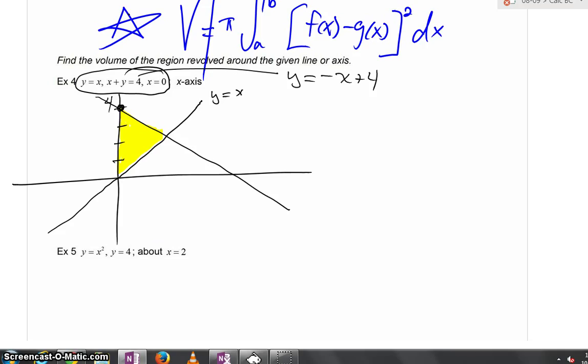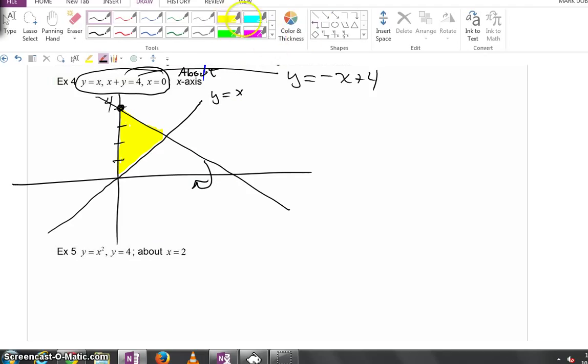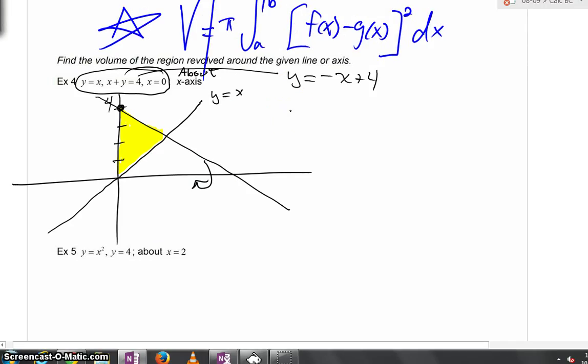And then they're going to say, would you revolve it about, I almost wish they'd always say about here, about the x-axis. So I guess the big question that we always have to worry about is, do we have the disk method or do we have the washer method? And the question is, is there space between that region and where I'm revolving? And the answer is yes. Yes, there is. That means I need the washer method.